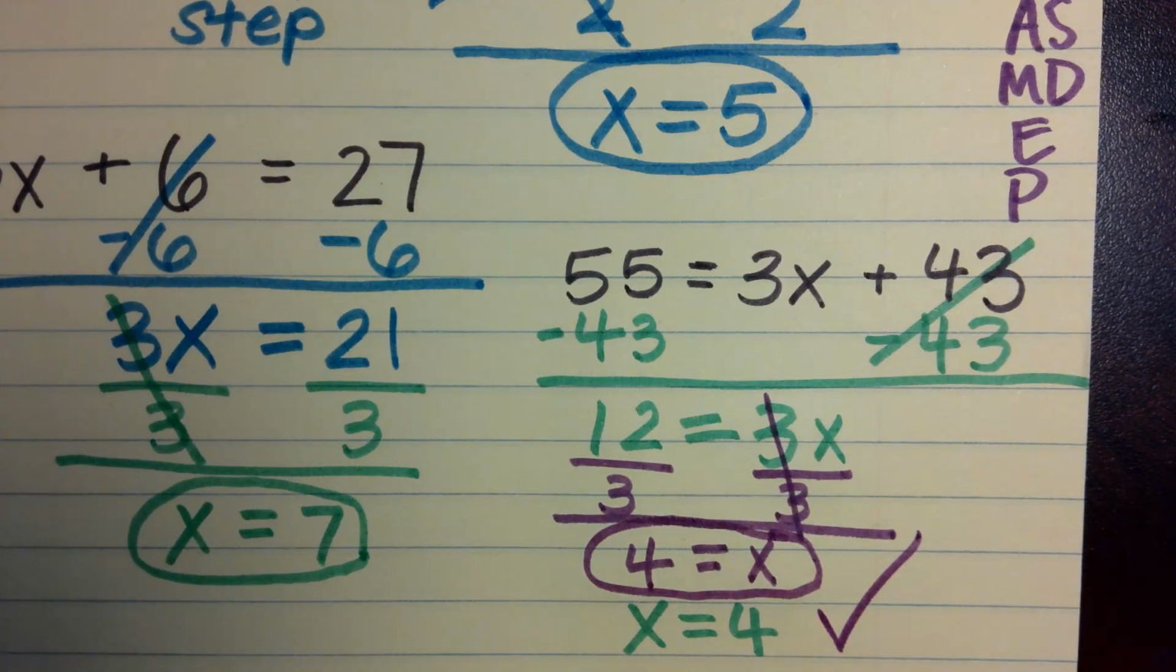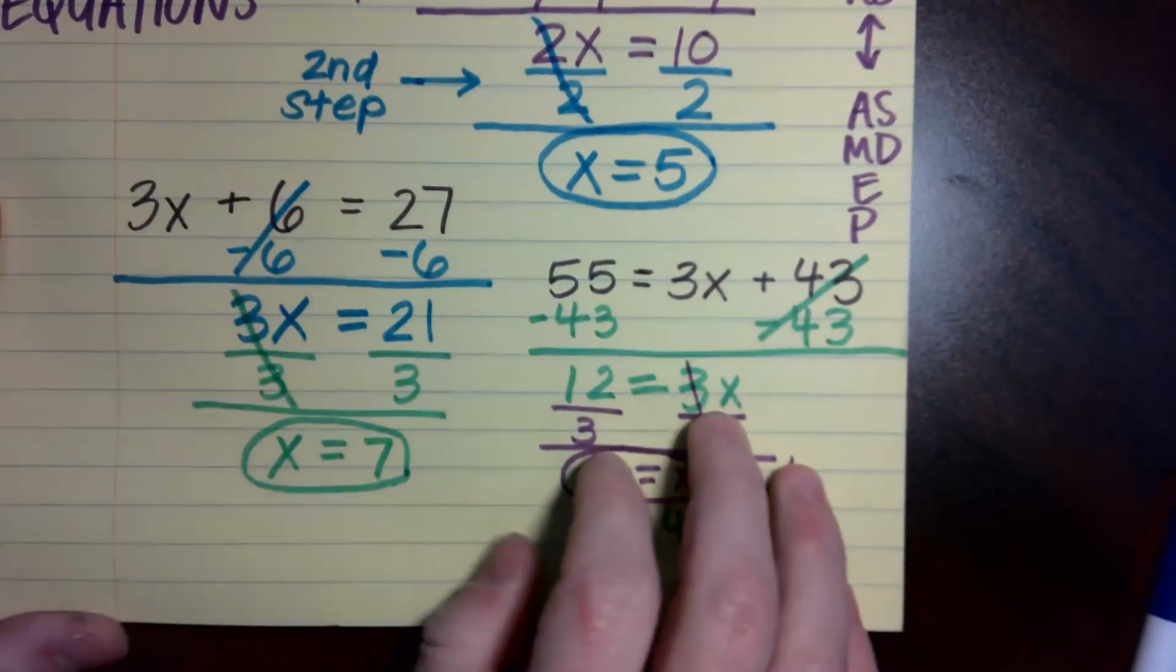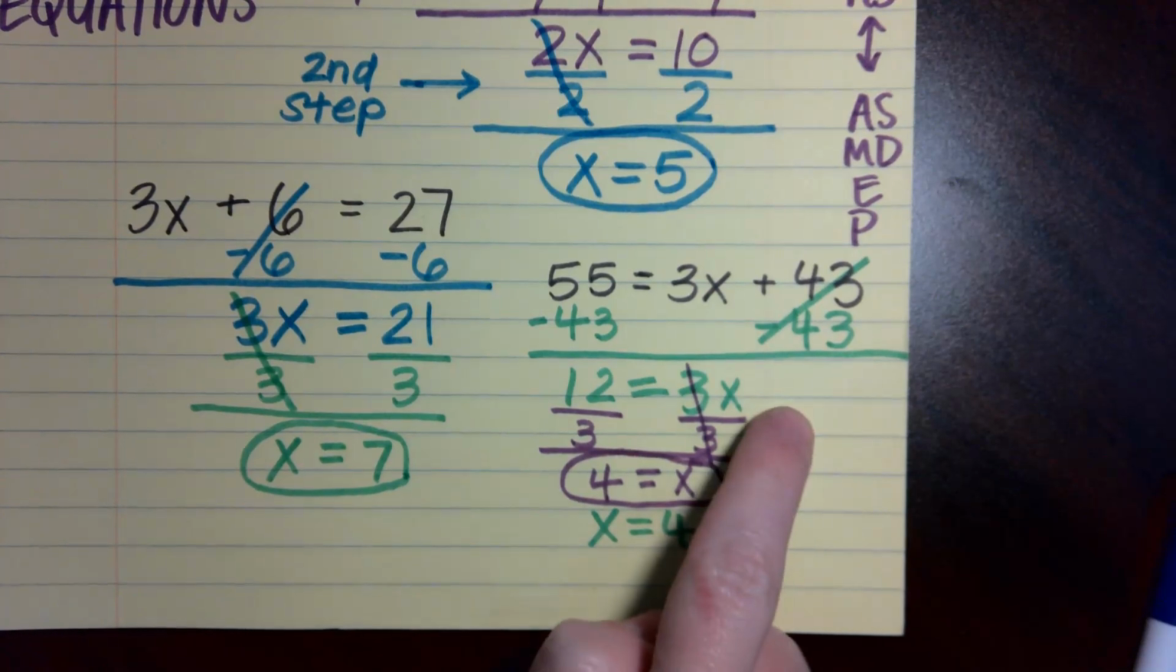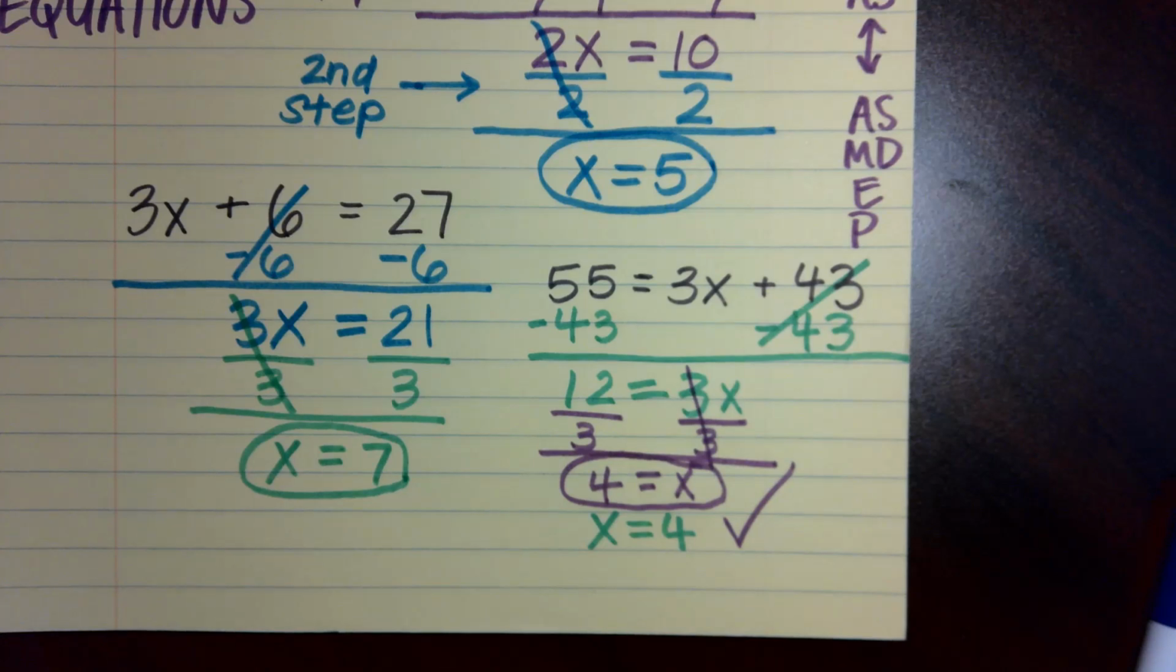What'd you get? 4. Yes, guys, are you serious? Y'all all got the right answer. That's awesome. That is wonderful. So x equals 4. We subtracted 43 for our first step, and then we divided by 3 for our second step. Good job, guys.